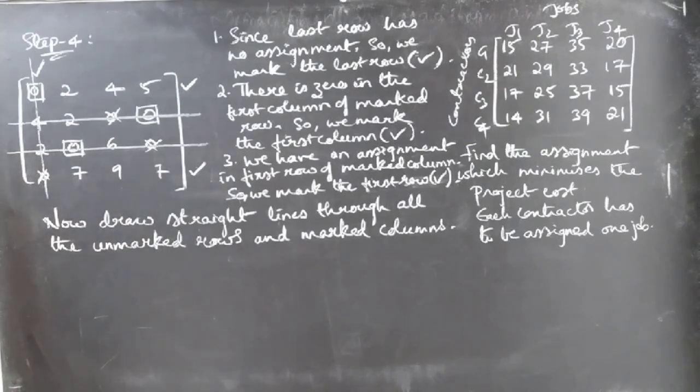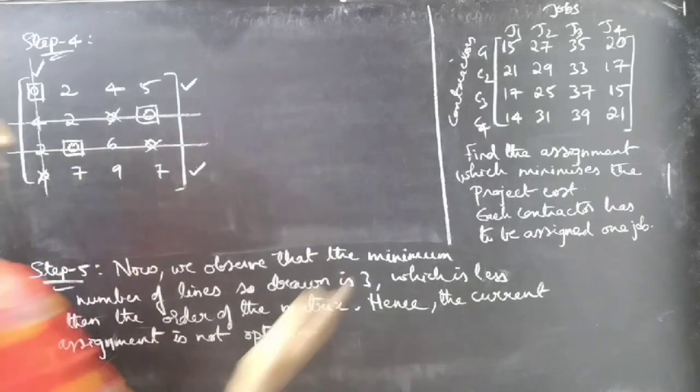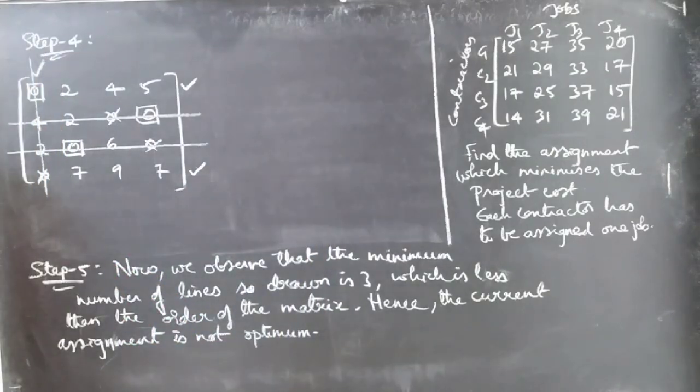And here we have 1, 2, 3, three lines, which is less than the order of the matrix, which says that it has no optimal solution. Since we have three lines, which is less than the order of the matrix, the order of the matrix is 4, right? 4 by 4, which shows that the assignment is not optimum.